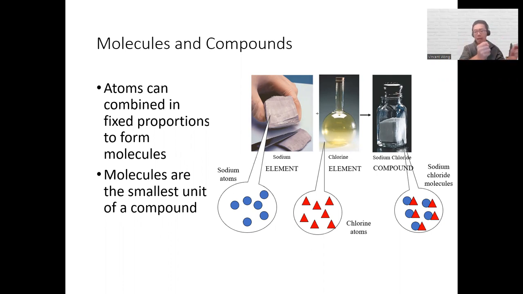So when you take two elements and combine them together, the end result, the compound that you get, has very different properties compared to the original elements. They are completely different things. The smallest unit of a compound is a molecule. So sodium chloride is made up of sodium chloride molecules, one part sodium and one part chlorine. Another thing to pay attention to is the idea of fixed proportion. It's a one-to-one ratio here. All sodium chloride in the world is going to have one sodium and one chlorine.